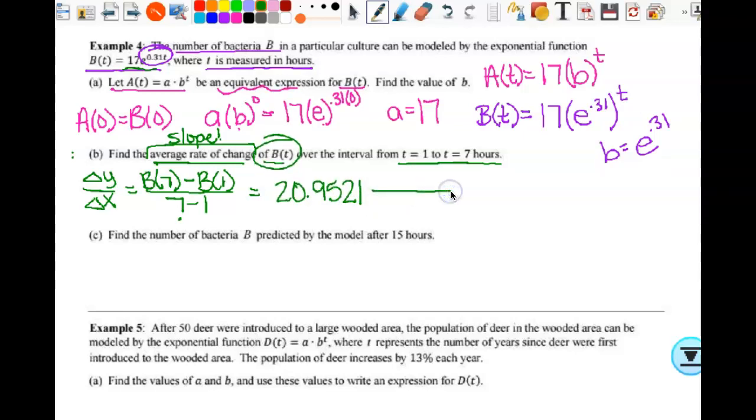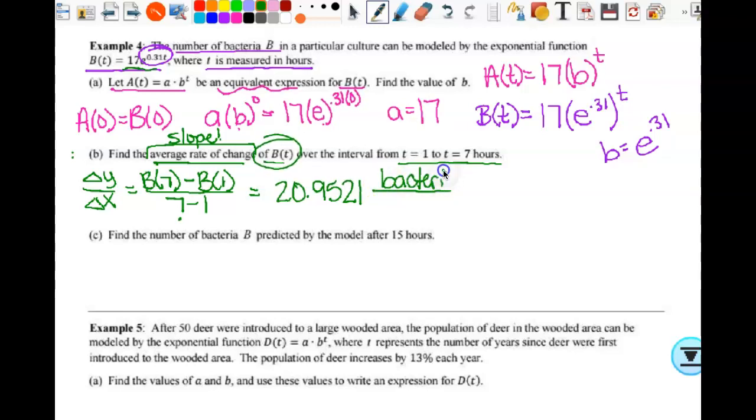But I need units. This is slope. It is y over x. You go back to the question. You grab your units for y. What is our units for y? Bacteria. Number of bacteria.